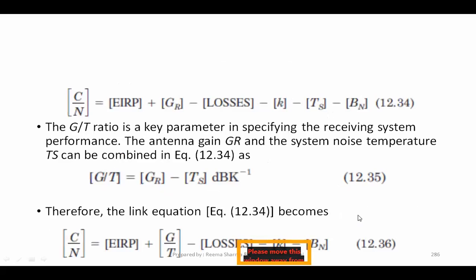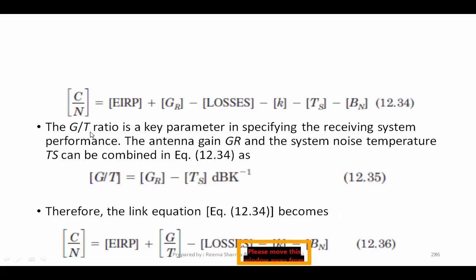right? So here you can see that your losses are considered, your EIRP, okay. Here I have taken it as plus because it is gain, because ultimately we are finding out the noises, right? So minus losses, minus K, TS and your DR, right?